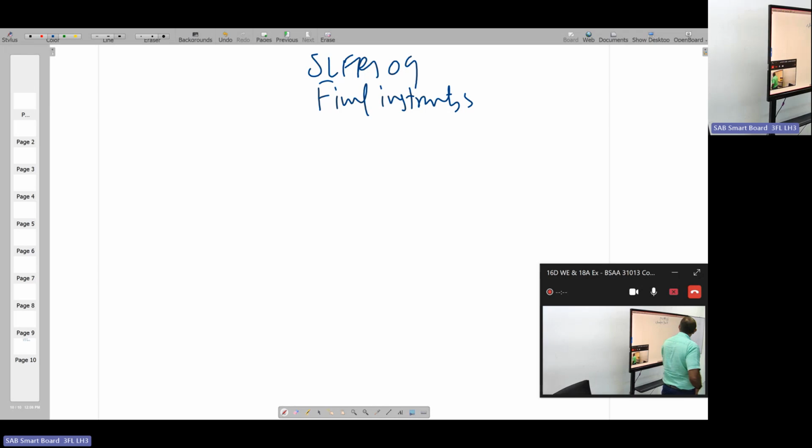Right. First, scope of the standard. Scope of the standard.